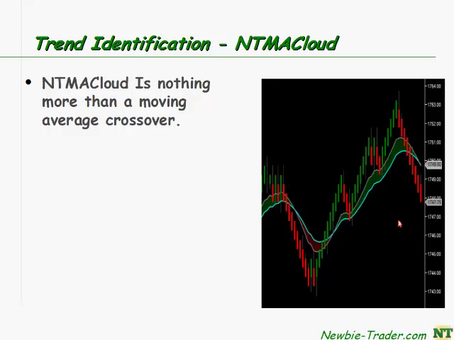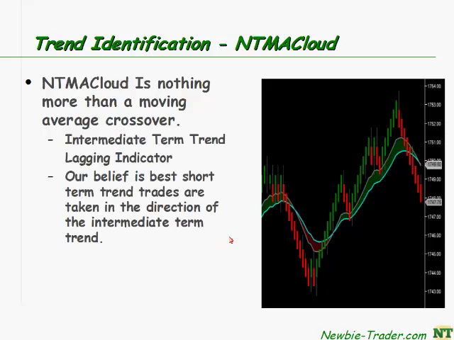Another way we identify trend, and this is nothing new, is what we call an NT moving average cloud. We have a specific moving average that we look at on these Renko candles. You see, we just have a fast moving average and a slow moving average crossover, and we color in the space between them red or green. When it's green, we consider the trend to be moving up, and when it's red, the trend is moving down. It's nothing more than a simple moving average crossover system, and for our purposes, we identify this trend direction as an intermediate term trend.